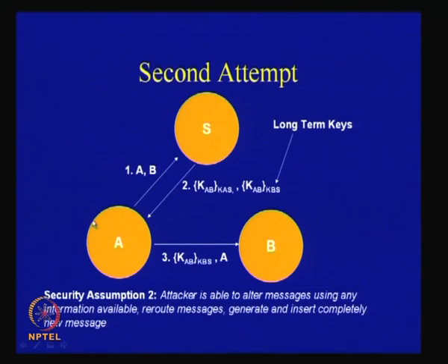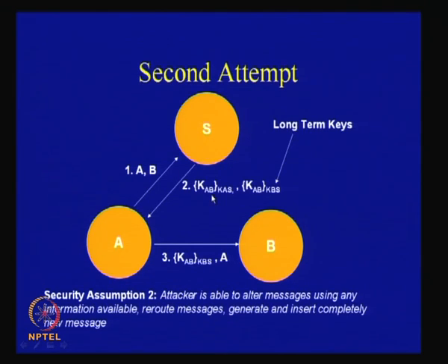So A again sends to S that it wants to communicate with B, and so it sends the identifiers A and B. Note that these identifiers could be in the form of your IP address or anything which indicates the particular user. So we are considering these two entities, and A and B are unique identifiers in the network for the users A and B, which S also is aware of. Therefore, S is a trusted server.